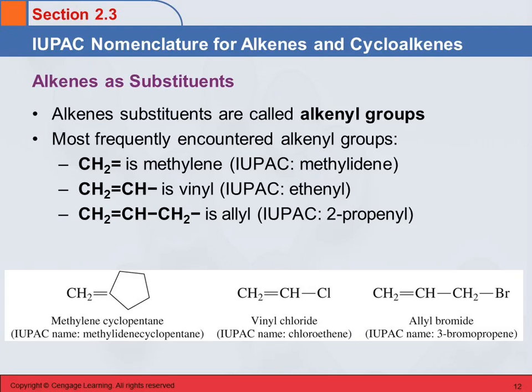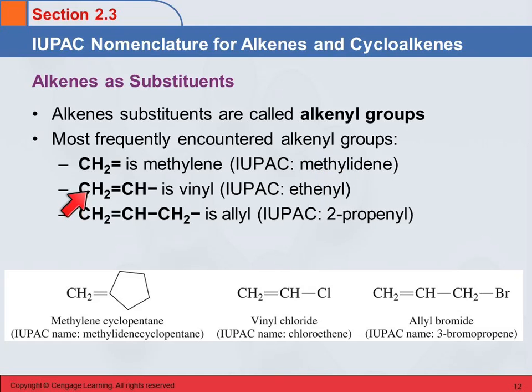So in chapter 1, we talked about alkyl substituents, which were alkane groups that were attached to a larger parent chain. Alkenes also can be substituents, and instead of alkyl groups, they're called alkenyl groups. So these are the most frequently encountered. We're only going to deal with these little guys. So this is methylene. That's its common name. Its IUPAC name is methylidine, which is almost never used.